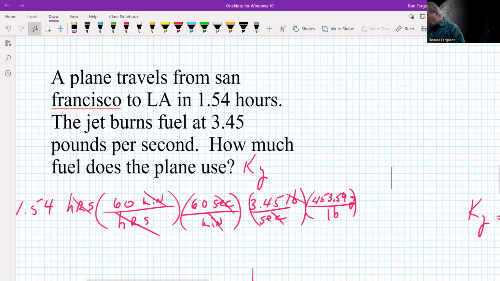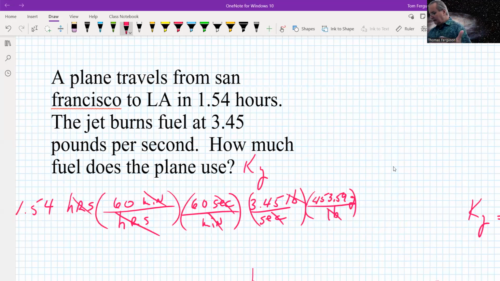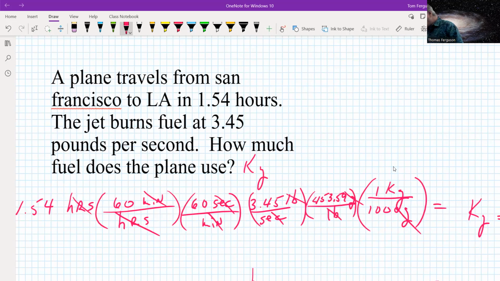Okay, now we're in grams. We need to go to kilograms, and that's 1,000. So what is left over unit wise? What has not been canceled? Kilograms. What are we trying to calculate? Kilograms. So we're there.